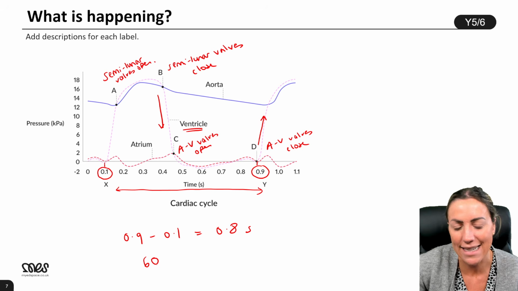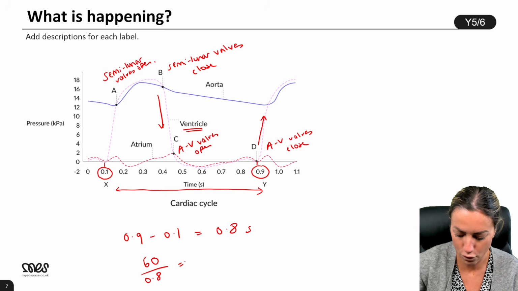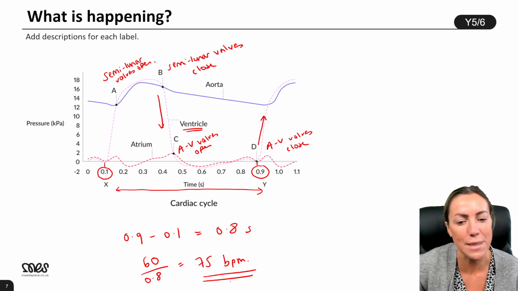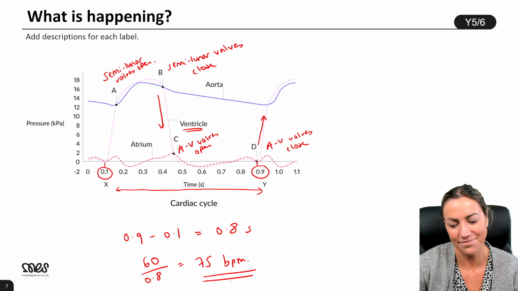So there are 60 seconds in a minute. I just divide that by the time taken for one cardiac cycle to see how many would fit into a minute. And that would give me a heart rate of 75 beats per minute.